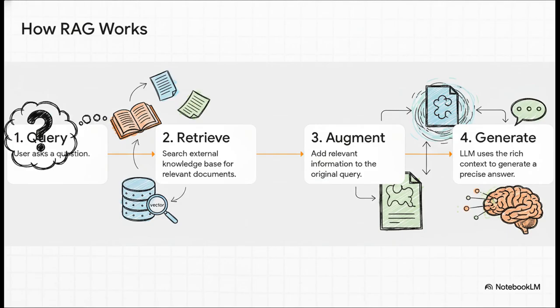1, you ask a question. 2, a retriever system instantly searches a database for stuff that's relevant to your query. 3, it grabs the best bits of text it finds and literally pastes them into your original prompt. And 4, this new supercharged prompt gets sent to the LLM, which now has all this rich context to work with to give you a super precise, fact-based answer.